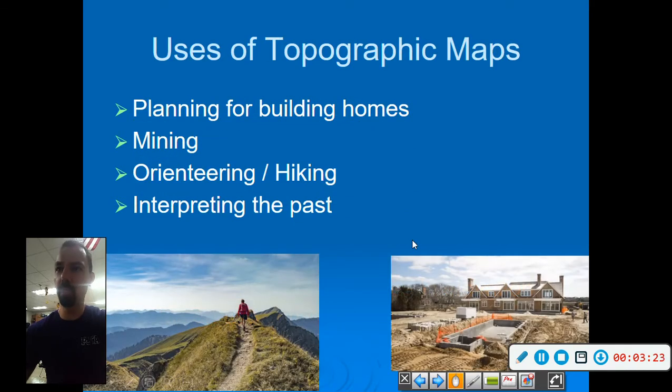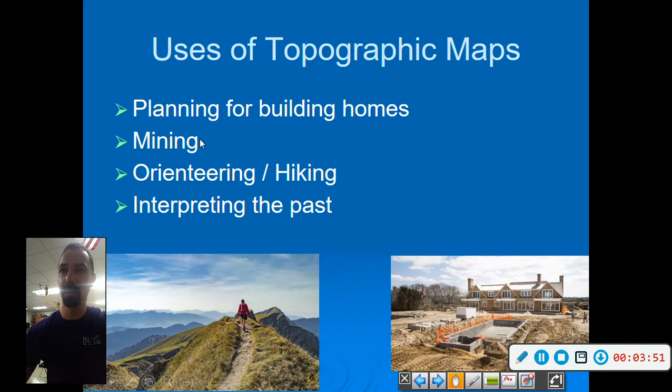So what do we use topographic maps for? Definitely for planning for building homes. My brother happens to be an architect out in the Hamptons, and obviously with these ginormous houses they build out there, they really have to plan the property out in terms of drainage. They don't want water coming into the basements of these homes. So definitely a topographic map could be used for that situation.